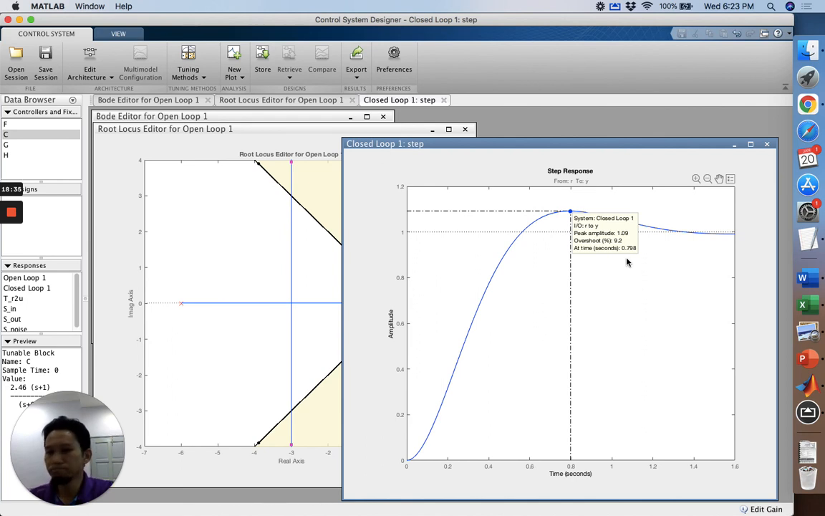Okay, I think that's it for this example. Next, we will see about the lag controller.